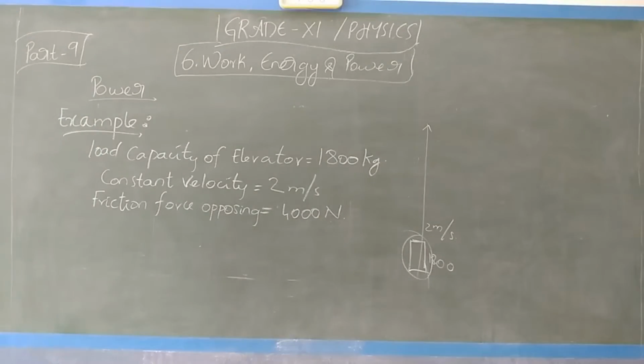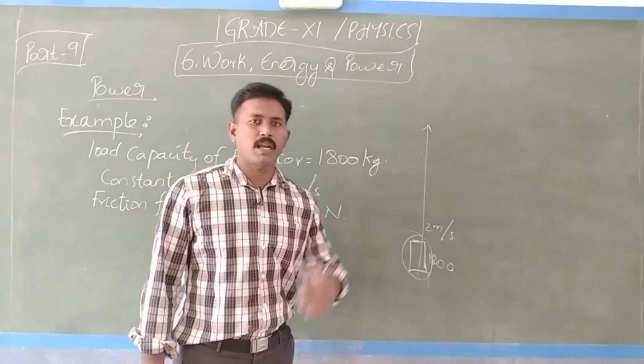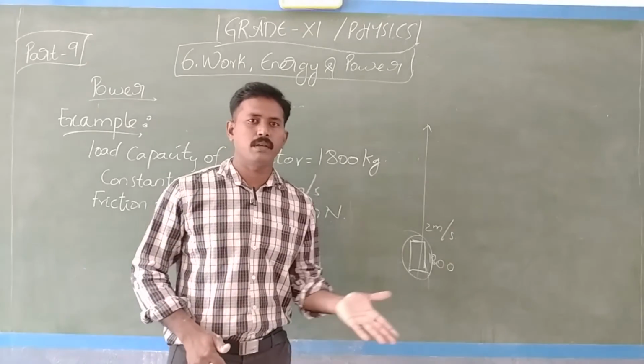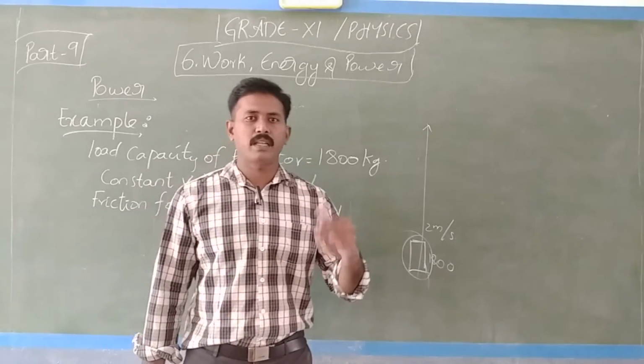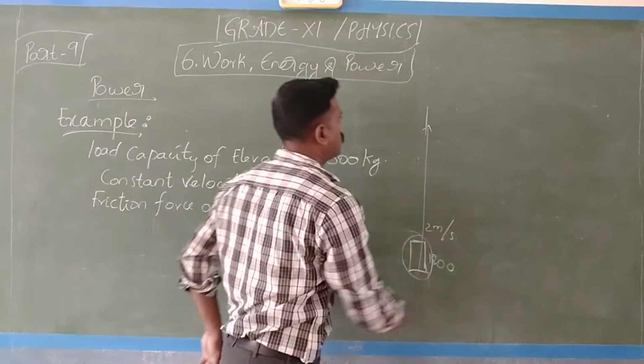Determine the minimum power required by the motor to lift the elevator, in watts as well as in horsepower. So we have to find the minimum power. I should give the power in watts and in horsepower. Okay, let us come to the problem.